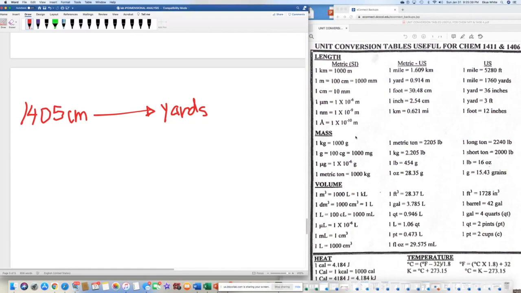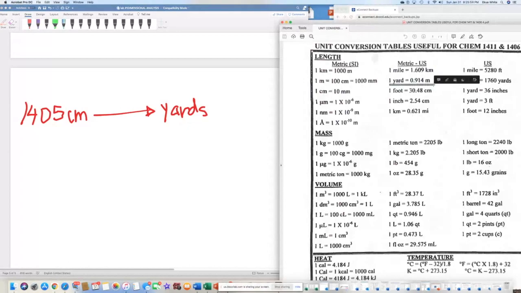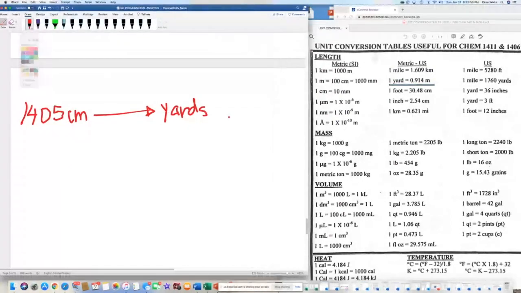So which one do you think is the best conversion to pick? I'll tell you this. The best one is the yard equality that has both. Okay, so you want to go with this one? Okay. I'll write that here. You said you like 1 yard equals 0.914 meters. Okay, that looks good.